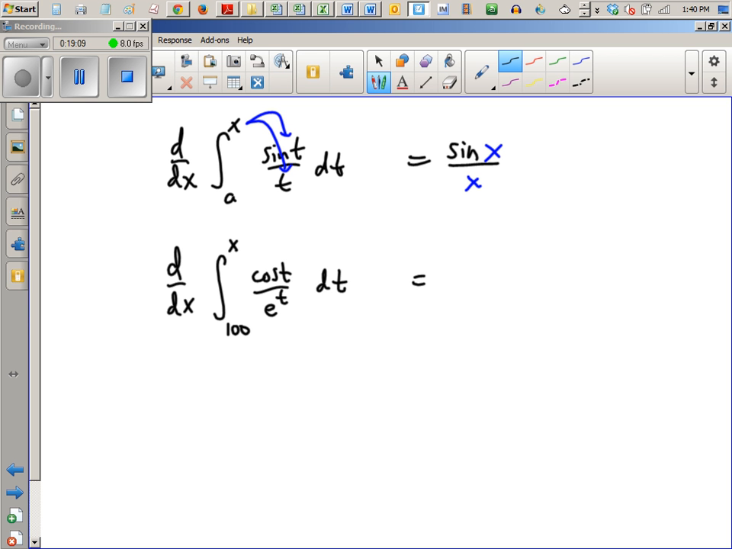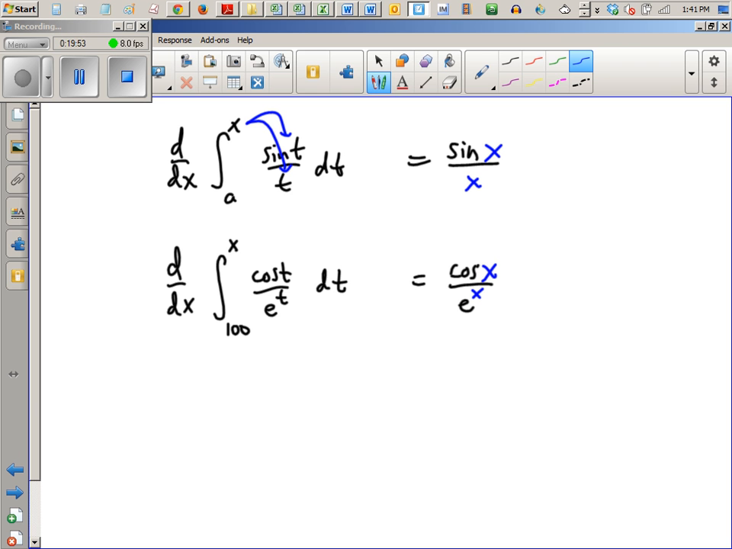That's not cost, that's cosine t. This is awfully easy. I never said a had to be 0 or anything. You can ignore the 100 completely. What's the answer? Cosine x over e to the x. That's right. Done deal. Notice that that value at the bottom does not matter at all. That could be 100 down there, or it could be 1,000,000 down there. It doesn't make any difference. As long as it's a constant, we're good.